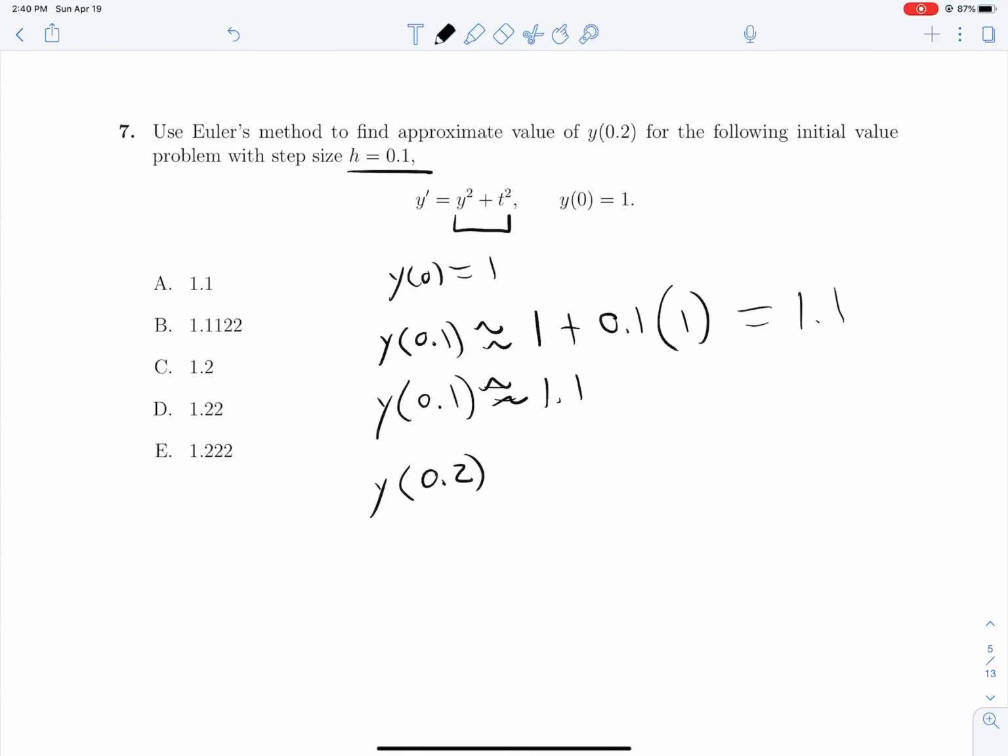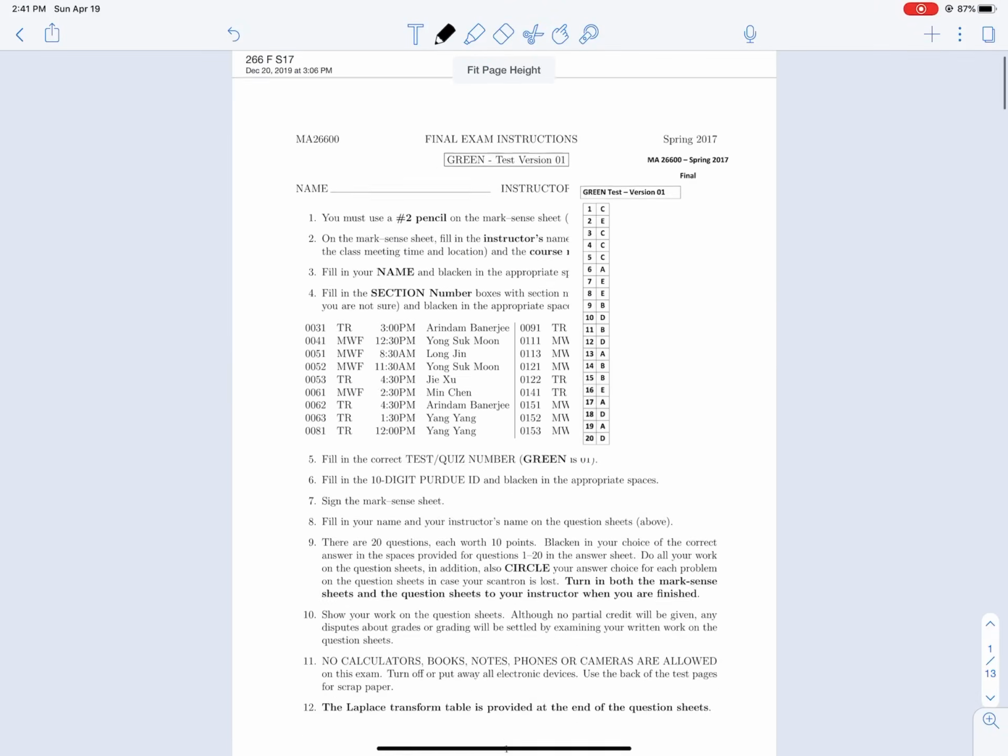As we approximate y at 0.2, that will be y at 0.1 plus our step size 0.1 multiplied by y prime evaluated here. So t squared will be 0.01, and 1.1 squared is 1.21. So adding these together, we get 1.22 in here multiplied by 0.1. We get 0.122, so this is 1.222. So E is our answer for number 7.